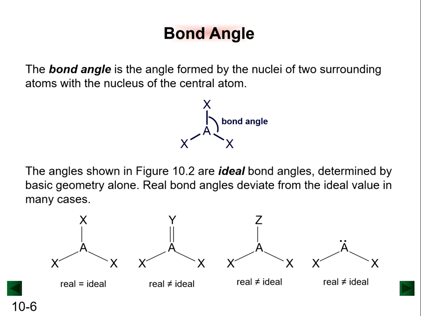And finally, if we have a lone pair, like in the final example on the right, AX2, we'll find out that the lone pair will be much stouter and takes up much more space. And so the bond angle is not 120 degrees. It gets squeezed down. So the XAX angle is less than 120 degrees.